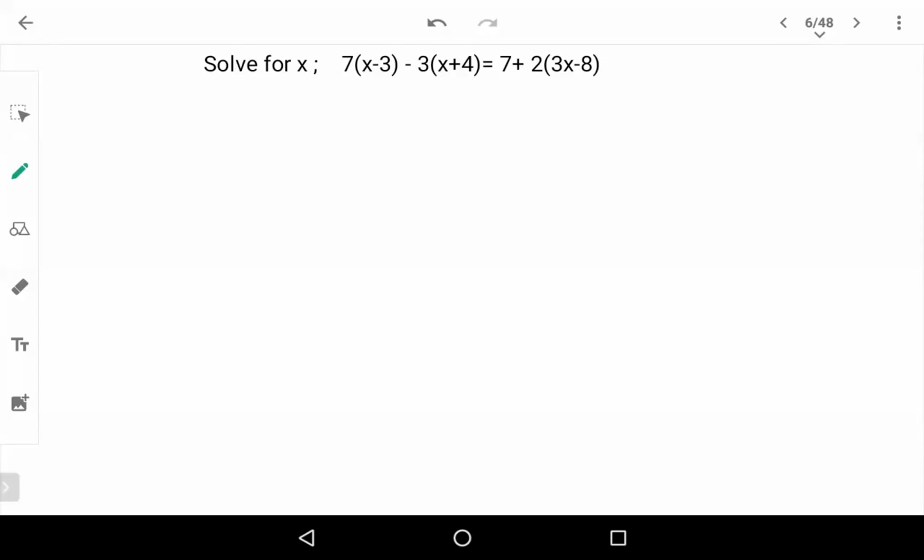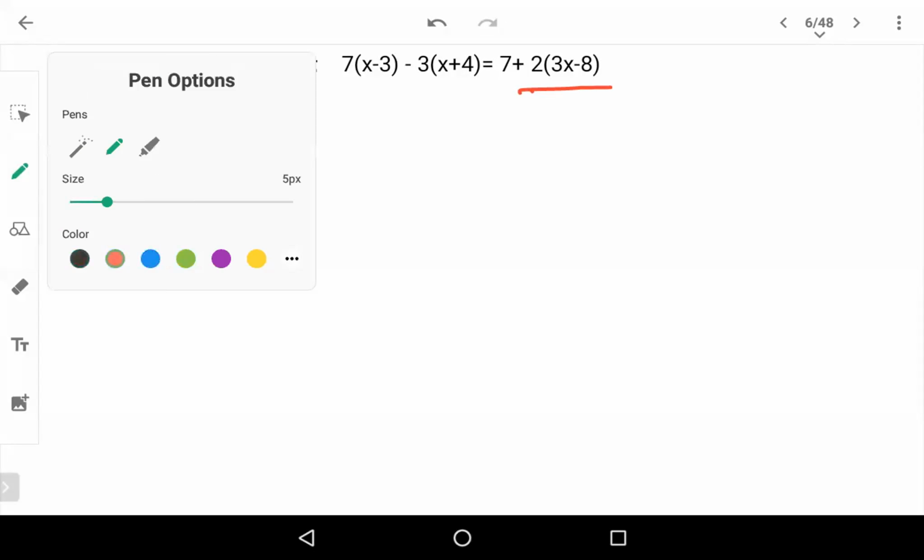Okay. Now, next question is very similar. The numbers are very similar here. Just that this 2 into 3x minus 8 is an addition that has been done. So let us solve this problem.